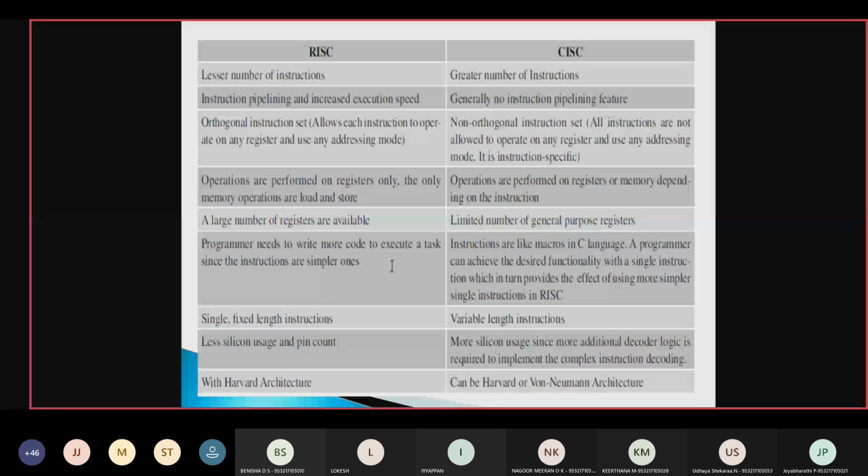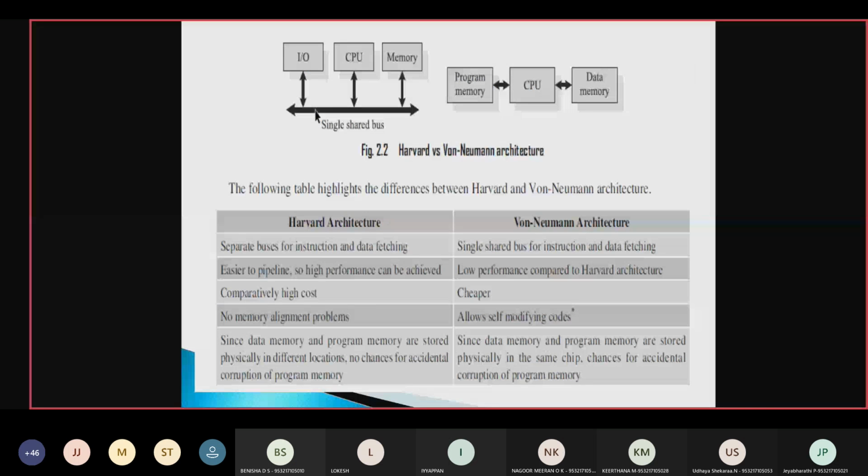Now, what is the von Neumann architecture and what is the Harvard architecture? In the RISC, we have a Harvard architecture, whereas in the CISC we can have either the Harvard or the von Neumann architecture, whichever we prefer. That is why we need to know about both of these. You can see the diagram. The first diagram has a single shared bus between the CPU, IO and memory.